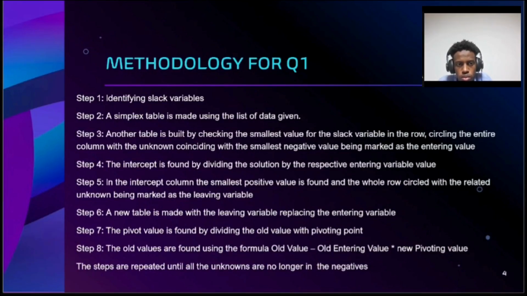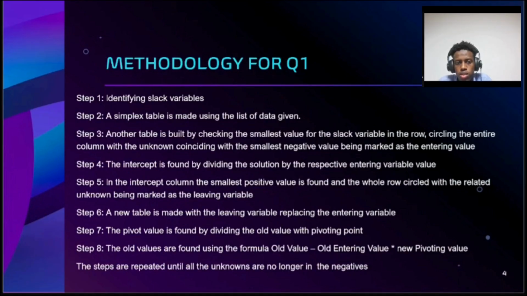For question one, we have 8 steps. Step 1 is identifying slack variables. Step 2, a simplex table is made using the list of data given. Step 3, another table is built by taking the smallest value for the slack variable in the row, circling the entire column with the unknown coinciding with the smallest negative value being marked as the entering value.